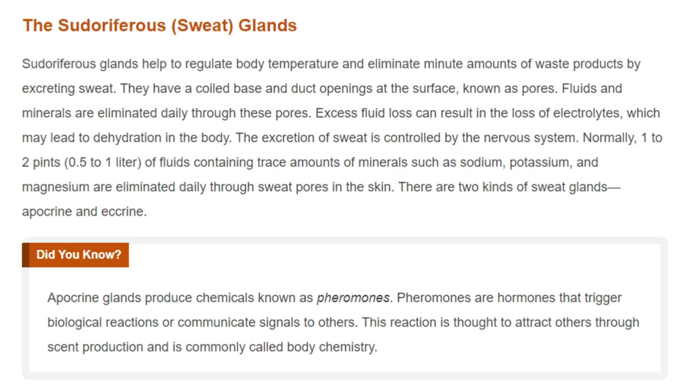Normally, 1 to 2 pints, 0.5 to 1 liter, of fluids containing trace amounts of minerals such as sodium, potassium, and magnesium are eliminated daily through sweat pores in the skin. There are two kinds of sweat glands, apocrine and eccrine. Did you know? Apocrine glands produce chemicals known as pheromones. Pheromones are hormones that trigger biological reactions or communicate signals to others. This reaction is thought to attract others through scent production and is commonly called body chemistry.